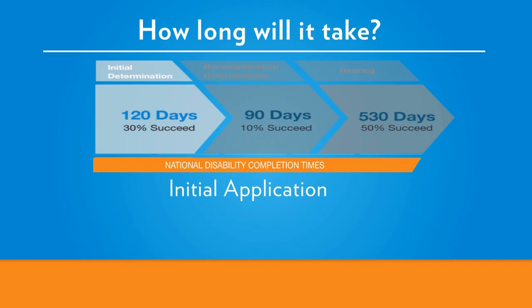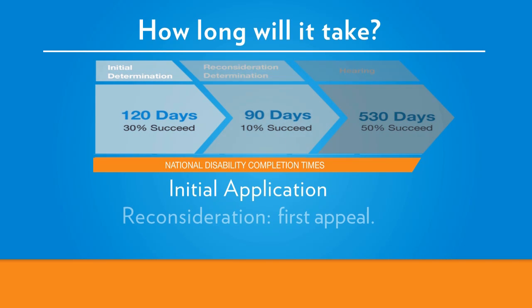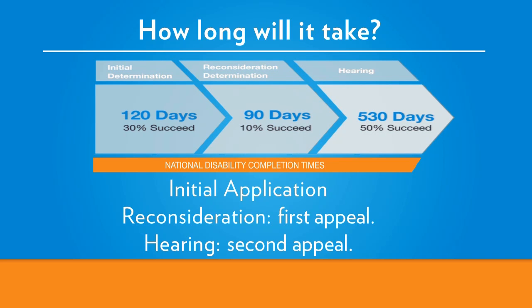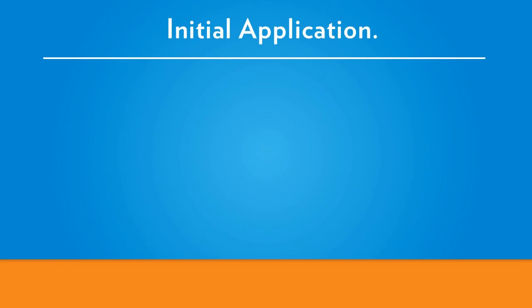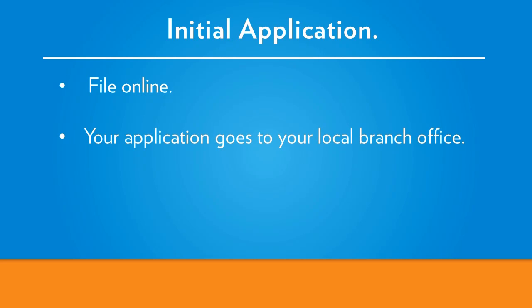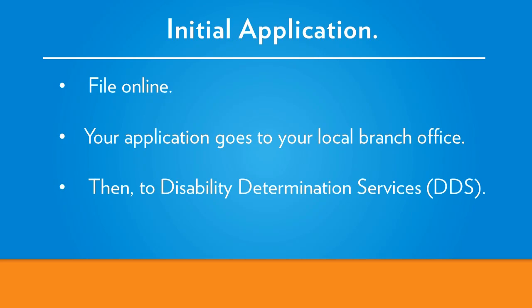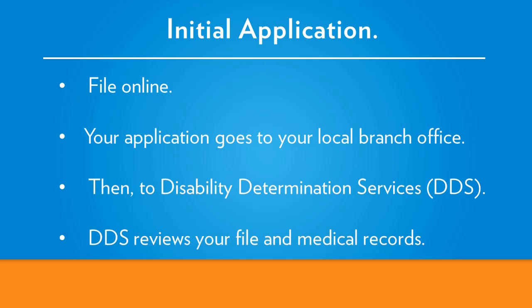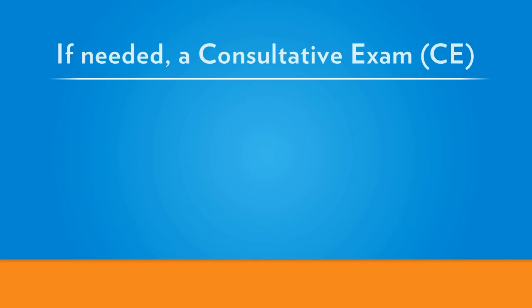There are 3 main levels: the initial level, which is your application, the reconsideration level, which is your first appeal, and the hearing level, which is your second appeal. When you first apply for Social Security disability benefits, it's called the initial application. Once you file your claim online, it is received and processed by your local branch office. Then the file is sent to the Disability Determination Services Office, DDS. DDS reviews your file and requests your medical records based on the information on your application.